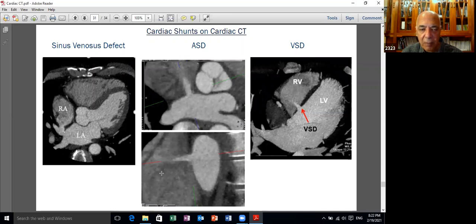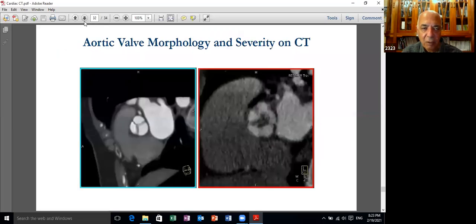At the same time, a sinus ostium secundum atrial septal defect is shown here in this view as well as in this view, and a ventricular septal defect can be seen. Obviously, it's not the first choice for the diagnosis of these conditions, but it can be a final arbiter in doubtful or difficult cases that cannot be diagnosed straightforwardly by echo.